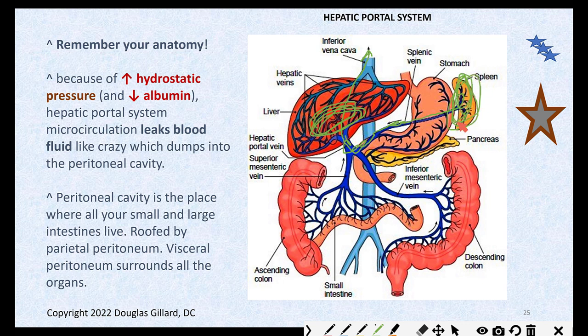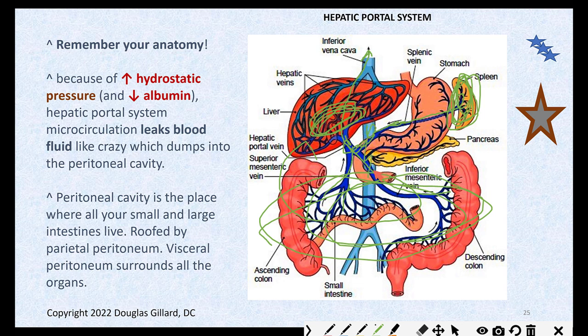We're going to teach you how to test for splenomegaly. And then it can go into the intestines through the superior and inferior mesenteric veins, and it can drip out. Where's the interstitium? There is no interstitium, so it just accumulates in the peritoneal cavity. So your belly becomes full of fluid. You get ascites.